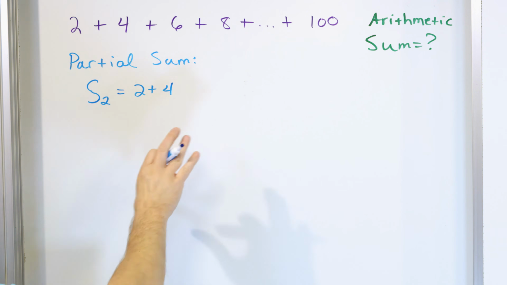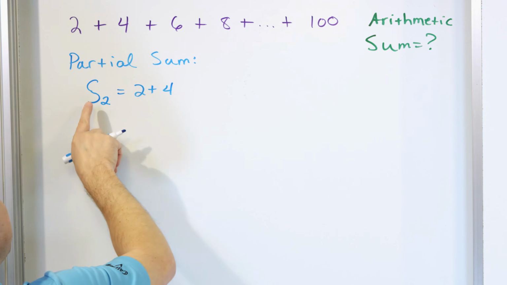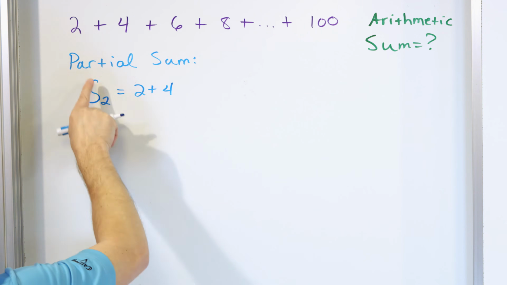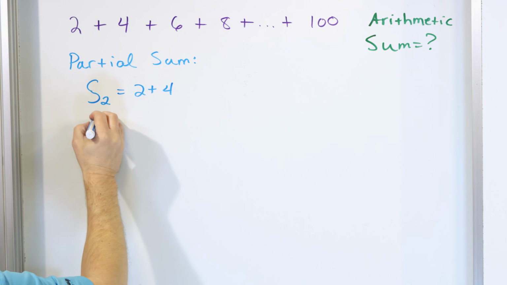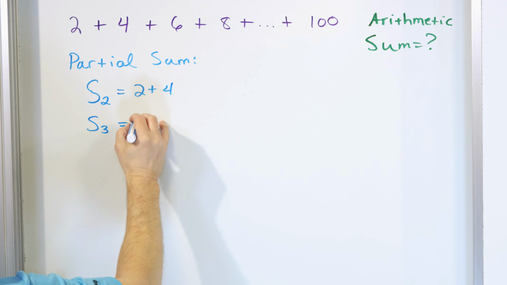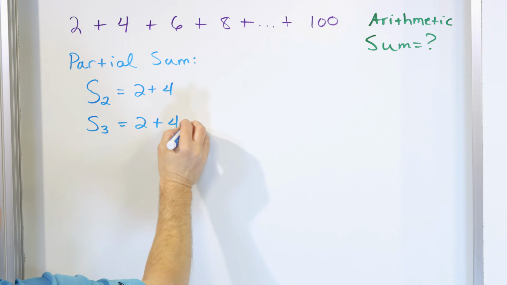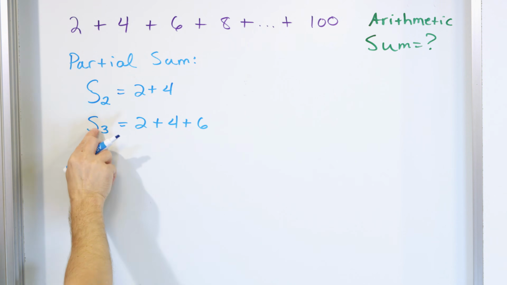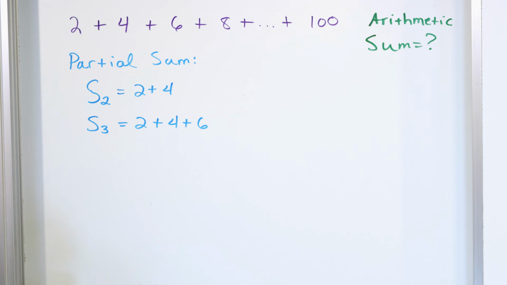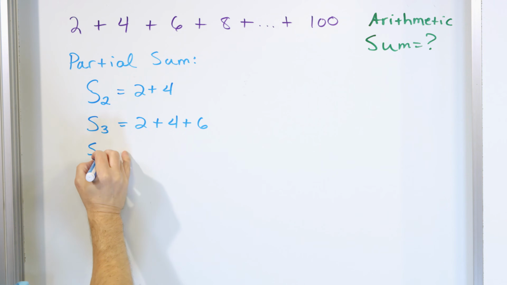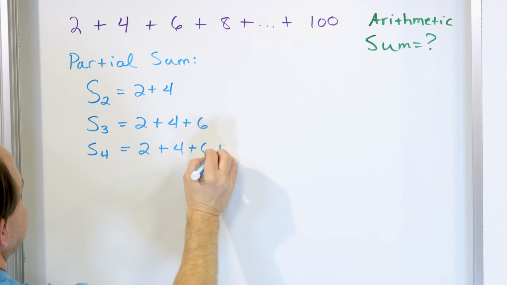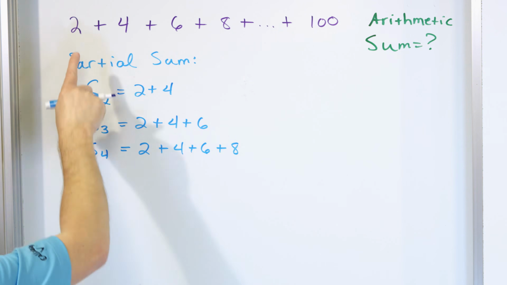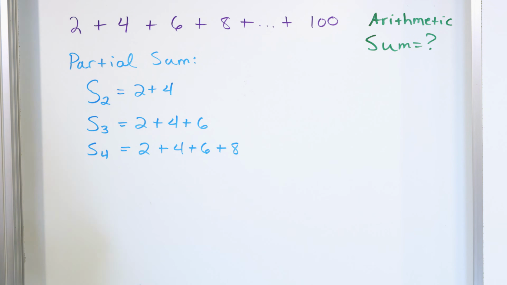I don't care about calculating the sum now. I just want you to know that when I put an S with a 2 underneath, it just means add the first 2 terms of the series together. If I put S with a little 3 under it, it's 2 plus 4 plus 6. This is the partial sum of the first 3 terms of this arithmetic series. And you might guess that S sub 4 is 2 plus 4 plus 6 plus 8, the first 4 terms of this arithmetic series.